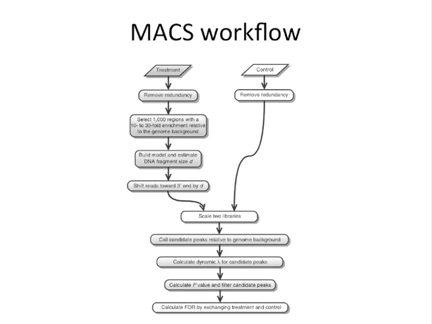You then scale the two libraries together, call candidate peaks relative to the background. You calculate the dynamic lambda for the candidate peaks. We'll talk about that a little bit more, but that's basically adjusting the background per position to better calculate peaks. You will then calculate a p-value for your candidate peaks and determine the false discovery rate.